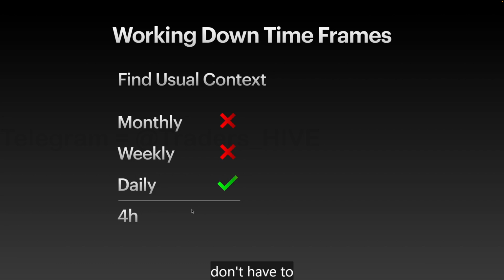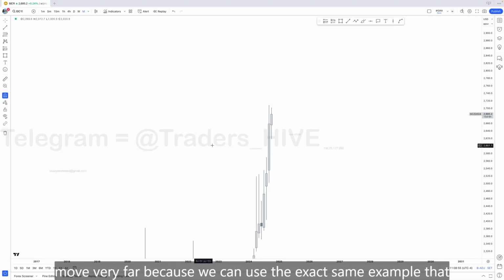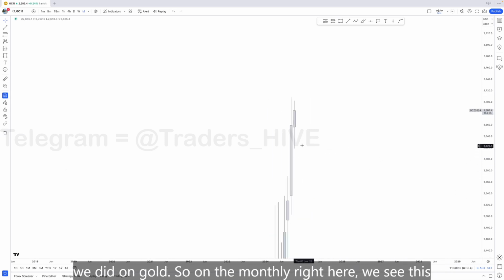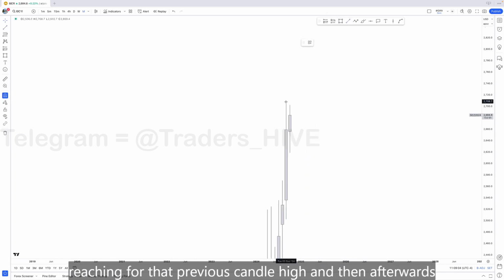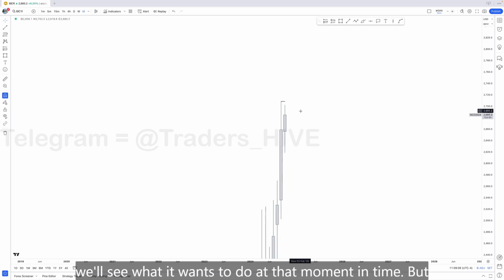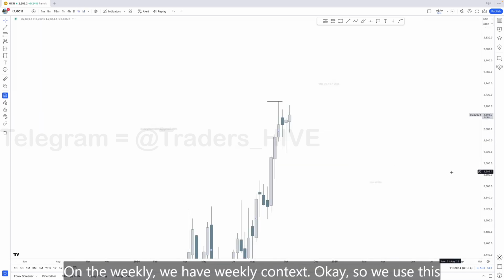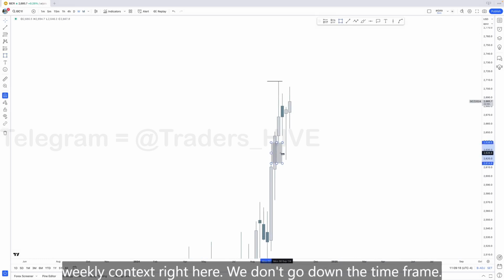Now, let's take a look at an example. We don't have to move very far because we can use the exact same example that we did on gold. So on the monthly right here, we see this monthly candle is currently forming. Now, it's most likely reaching for that previous candle high, and then afterwards we'll see what it wants to do at that moment in time. But there's no monthly context, no monthly fair value gap. Perfect. On the weekly, we have weekly context. Okay, so we use this weekly context right here. We don't go down the time frame.